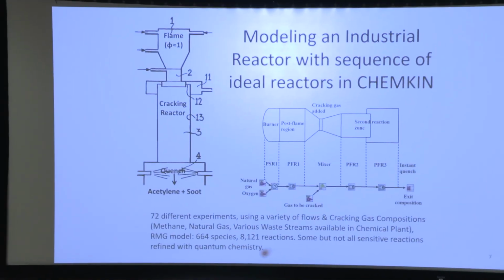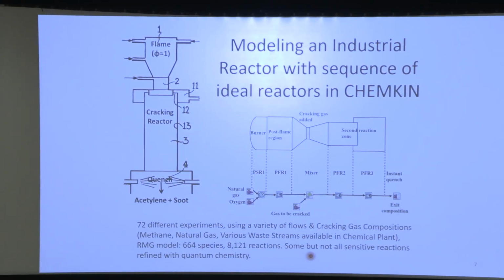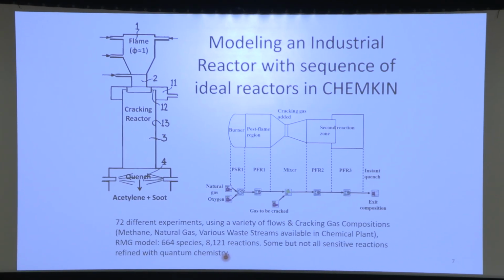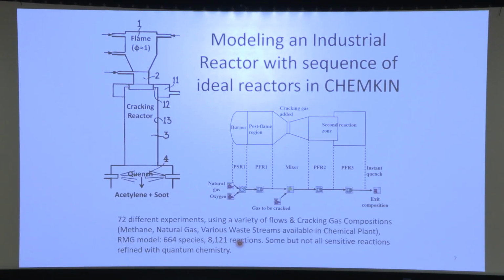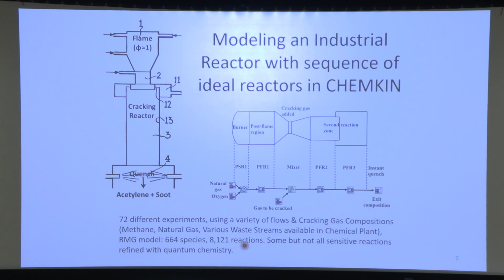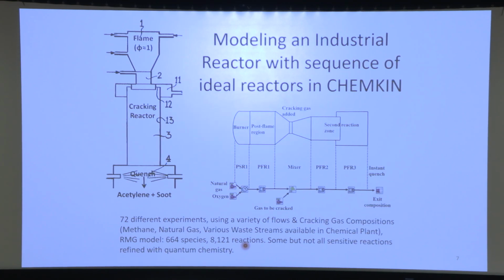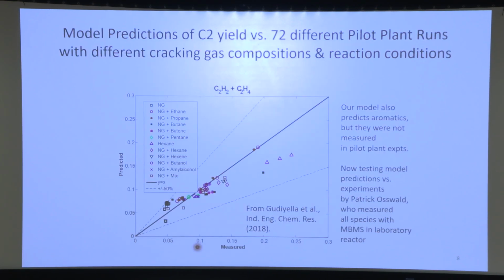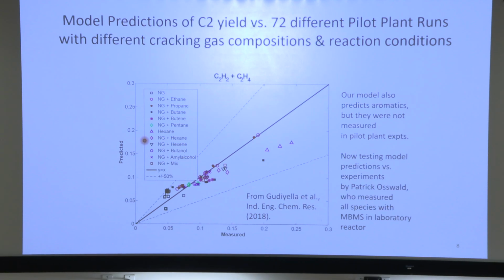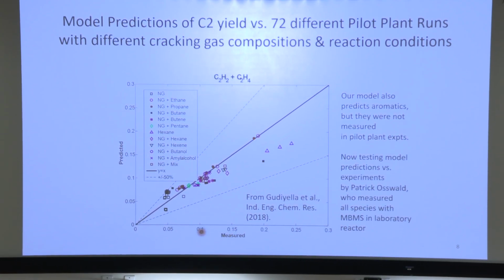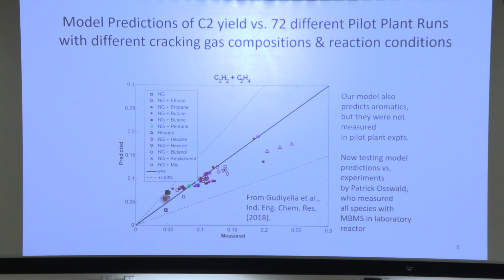Then we did a few iterations of improving some of the reactions with quantum chemistry, but we didn't have time to do all 8,000 reactions. So we just did a bunch of them until we ran out of time. And so then we made the predictions. And meanwhile, while we were making the predictions, the pilot plant people would measure the experiments. And this is the parity plot.